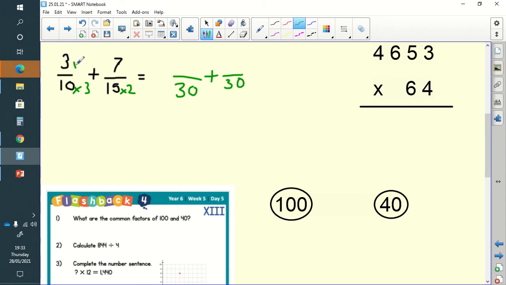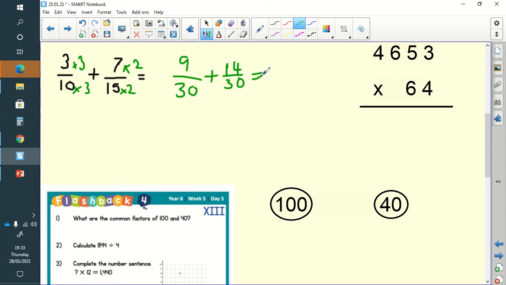Brilliant. Whatever I do to the bottom number, I do the same to the top. So I've got to multiply this numerator by 3. And 3 times 3 is 9. Okay, what should I do to this numerator then? Well done. I've got to multiply by 2. 7 multiplied by 2 is 14. Okay, so I've got my equivalent fractions here. That means they are the same. They're worth the same amount.